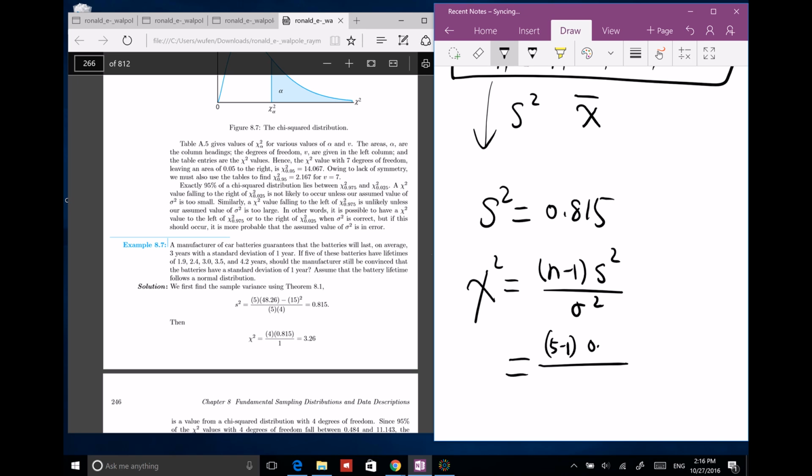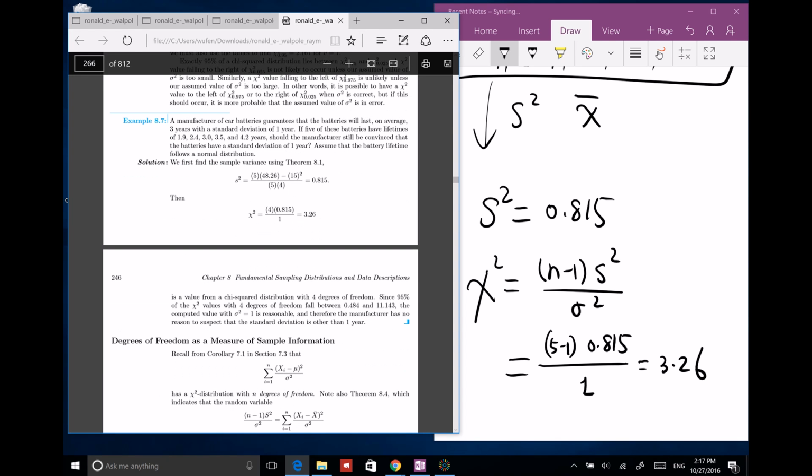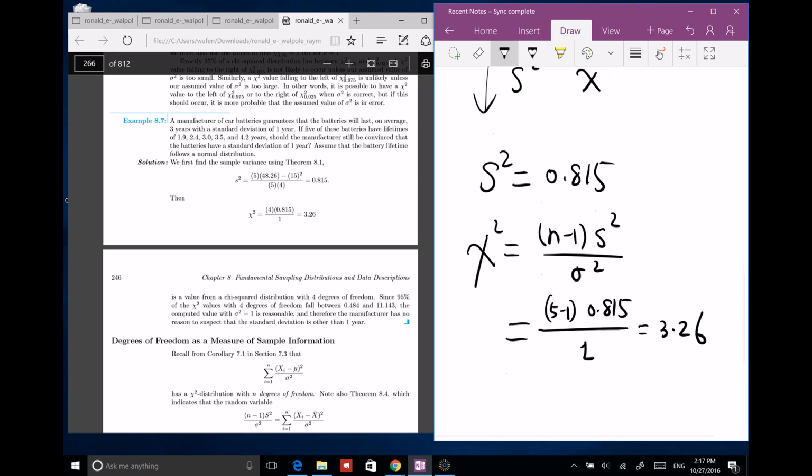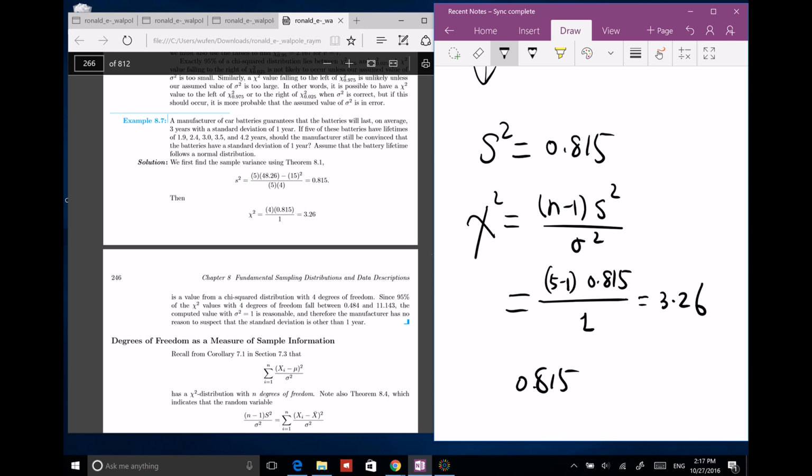S squared is 0.815 divided by 1. This sigma squared is given. We got 3.26. Now I got a chi-square of 3.26. I think 0.815 is still very close to 1. So compare 0.815 and 1. They're pretty close. But I'm not sure if I want to make that statement, okay, it is still 1. Since this is a sample, you should have some difference.